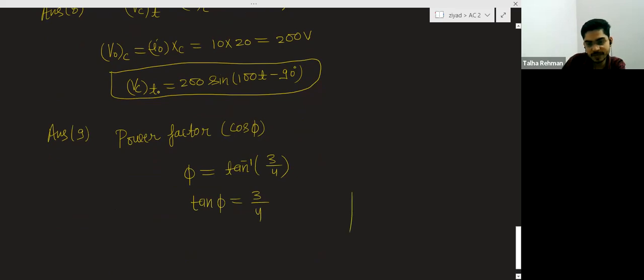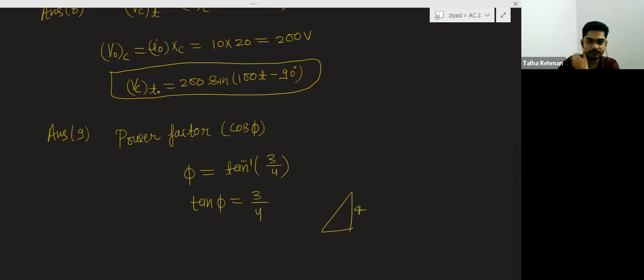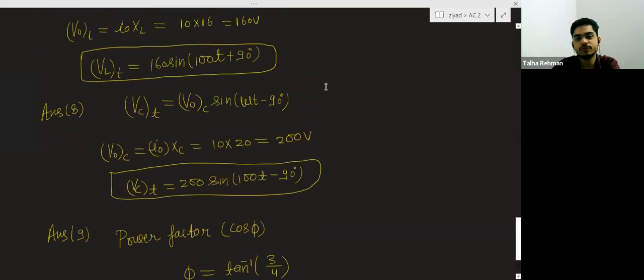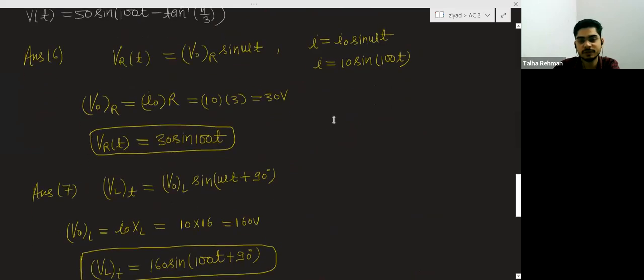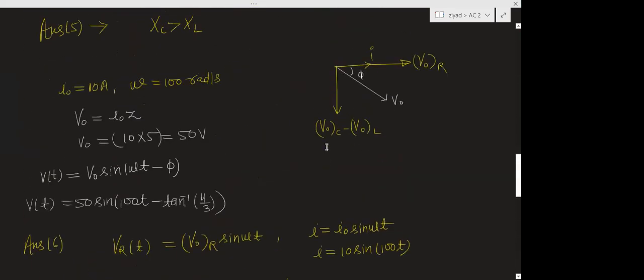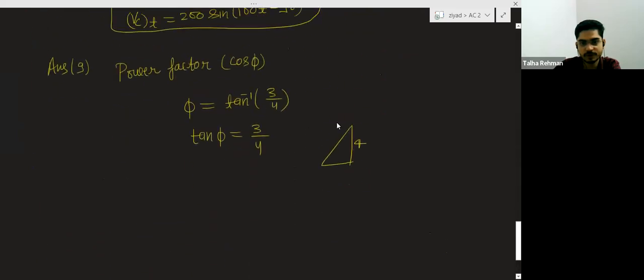So we can make a triangle. We will use maths here. Basically, what is tan phi we have? 4 by 3 or 3 by 4? Not 3 by 4. It is 4 by 3. So the triangle will change.